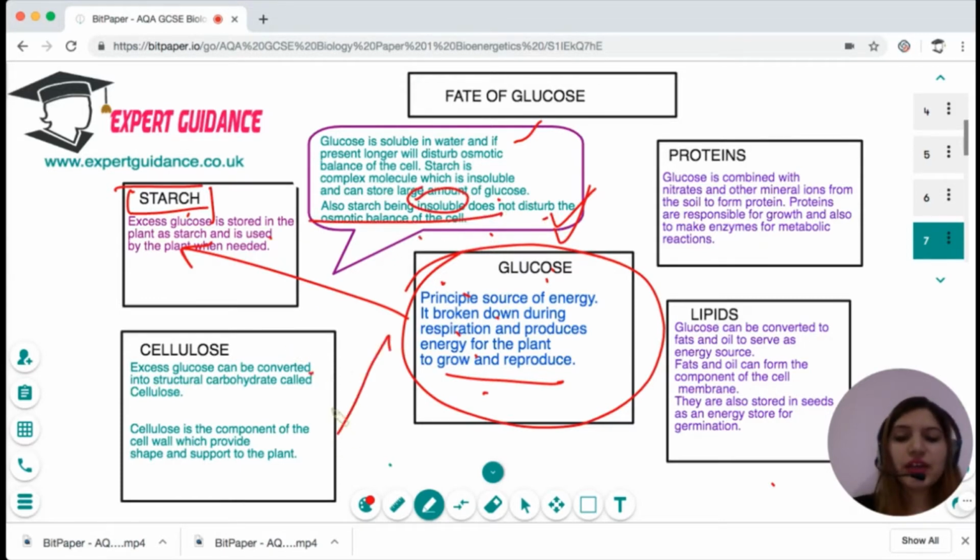Next is, you know that the plant has a cell wall made up of cellulose, and cellulose is also a complex carbohydrate. So glucose can be converted into cellulose, which can provide shape and support to the plant.